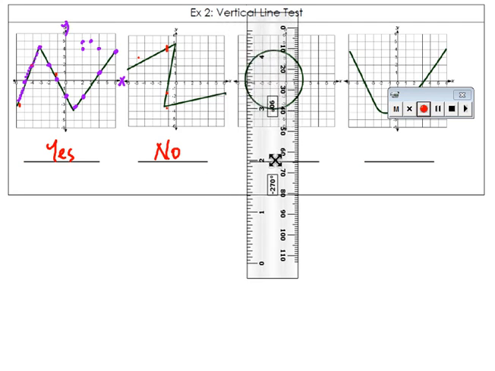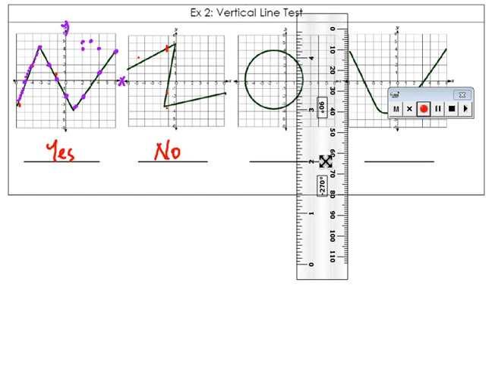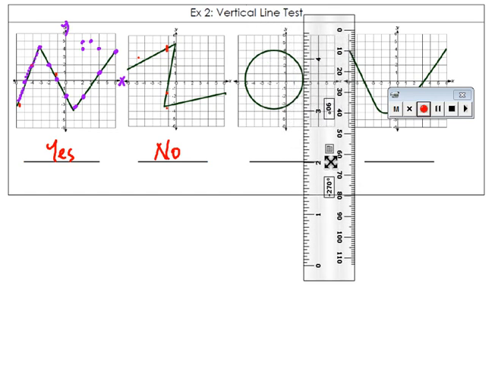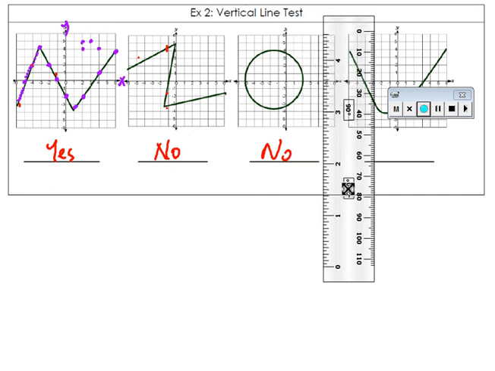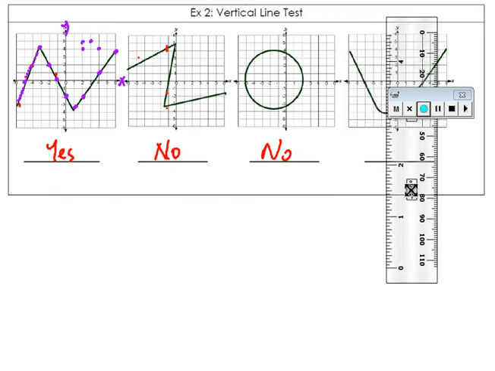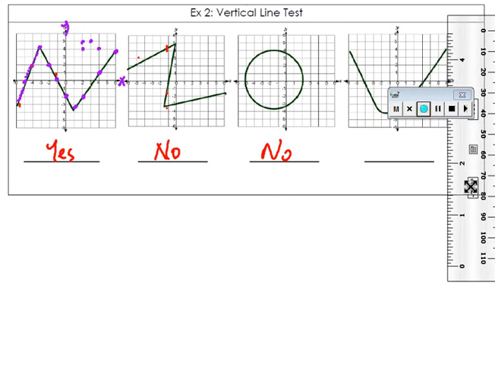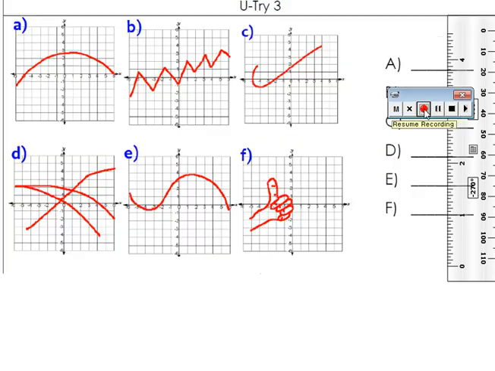You can already guess the next one is touching 2 points at every place except the corners here. It's still not a function. Our last one, 1 point, 1 point, 1 point, 1 point throughout. So yes, this is a function.